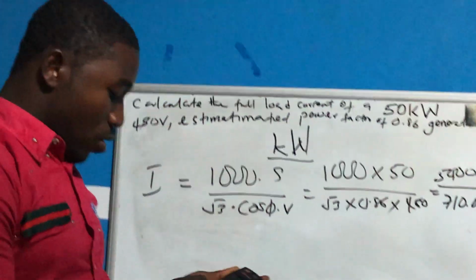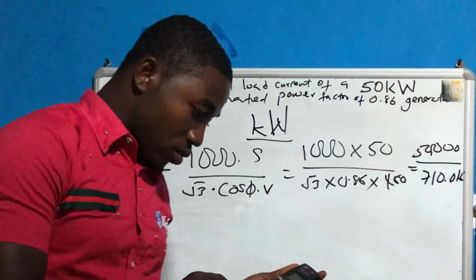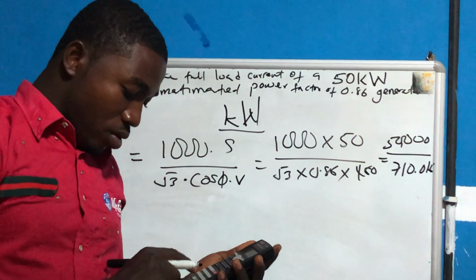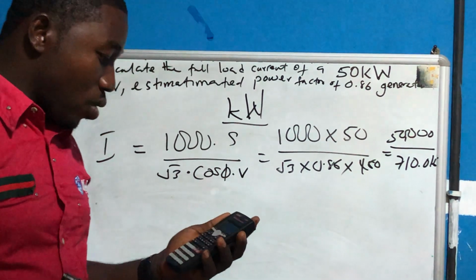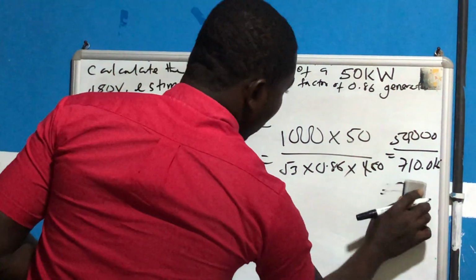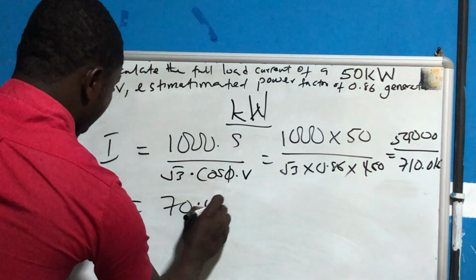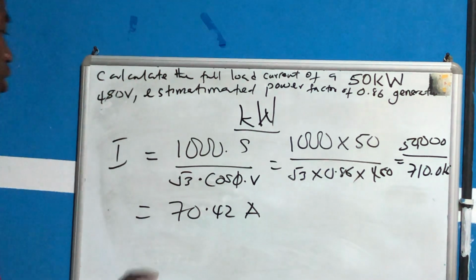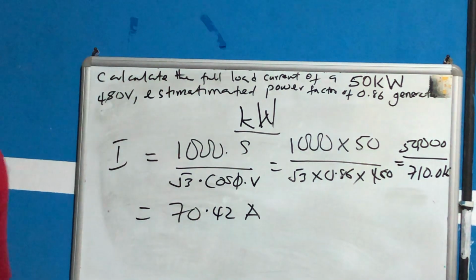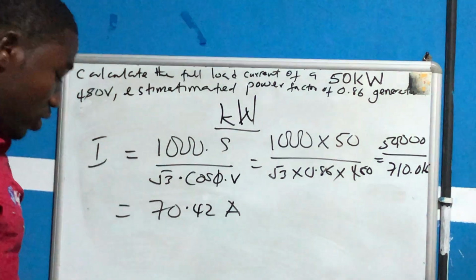710.016. So 50,000 divided by 710.016 is equal to 70.42 ampere. So this is for a generator set rated in kilowatts. So this is for a 3-phase generator.